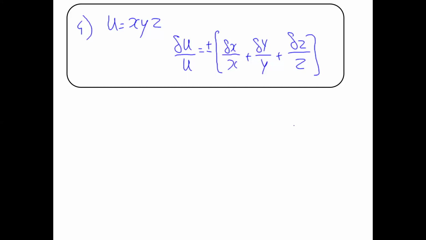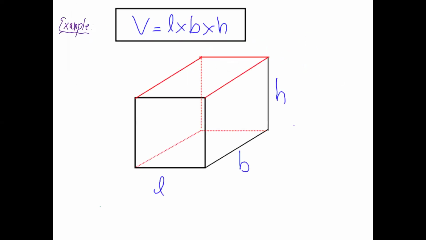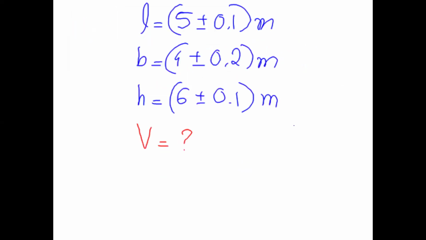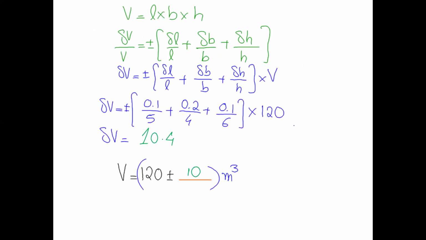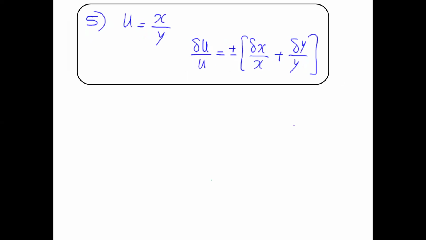Now, if three variables are being multiplied, you will put three fractions. Like this is a question: volume is equal to length into breadth into height. So you have three variables, three functions. You first multiply them. Then you apply the formula on this big expression. You will be using the same approach for absolute uncertainty. You will take the denominator to the right.